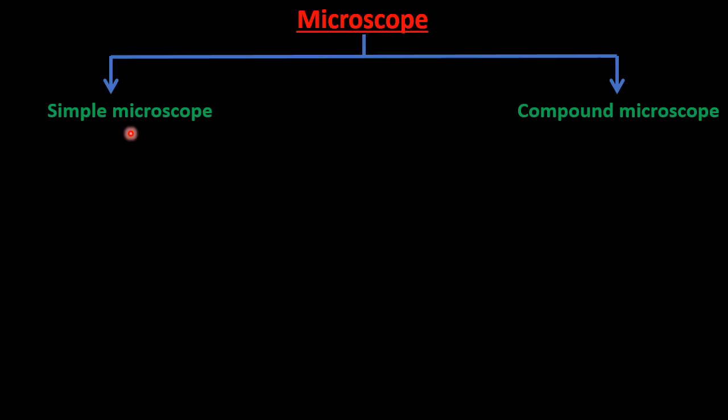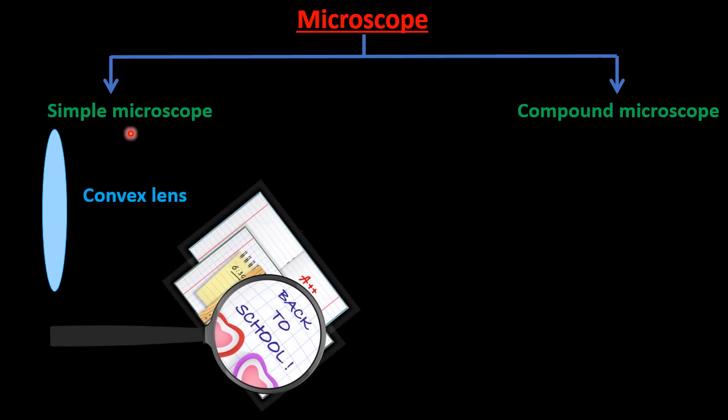Simple microscope is just the convex lens. This convex lens is placed near the object so that the object will be magnified. So here is an example. This convex lens can be used as a simple microscope to magnify the object to a certain limit.